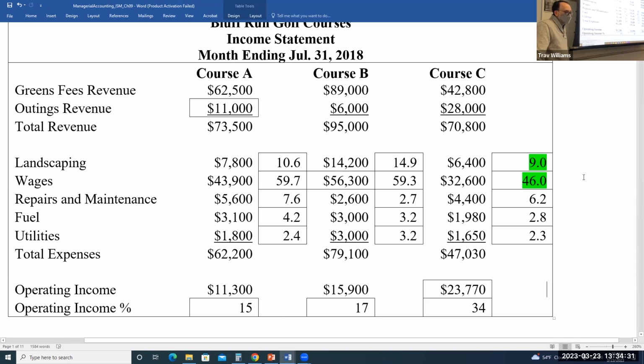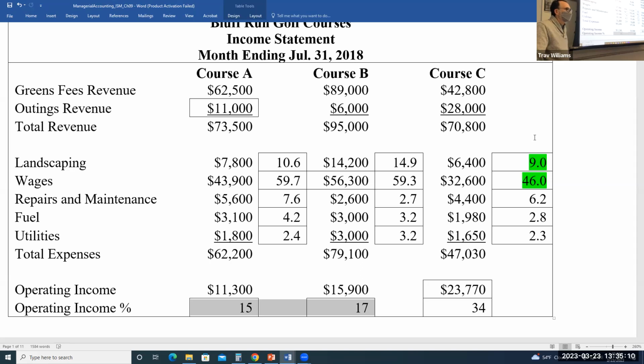Which company had the best operating income percentage? Or which course? C, right? You can see as a percentage, it's 34%. So that means of what they sold, 34% of it is profit, which is a lot better than 15 and 17% over here. Now, course C had the lowest sales, but they did the best job of turning those sales into profits.